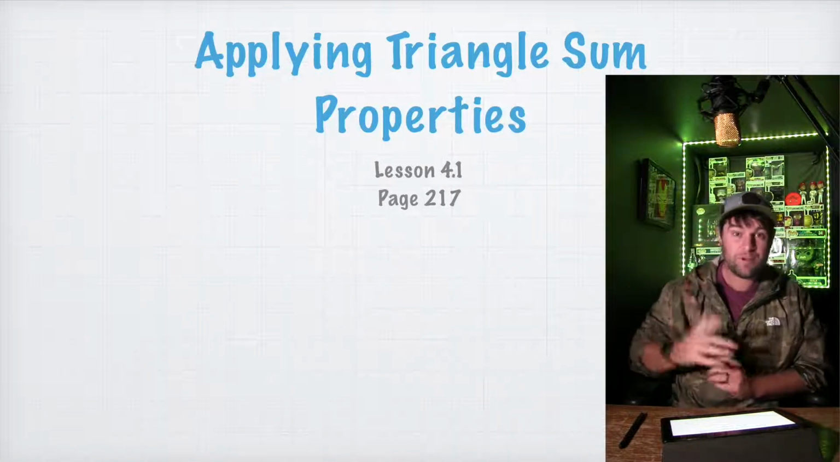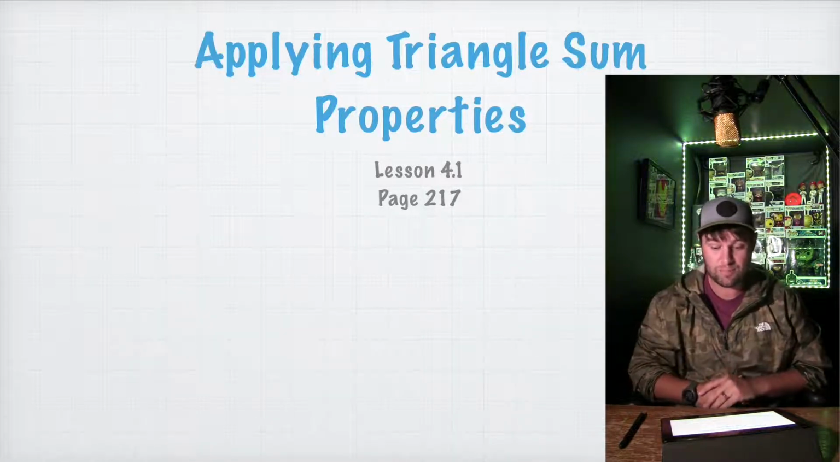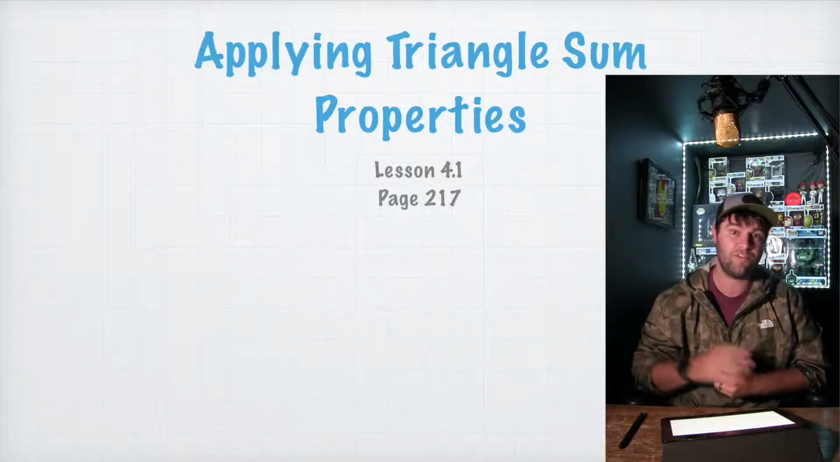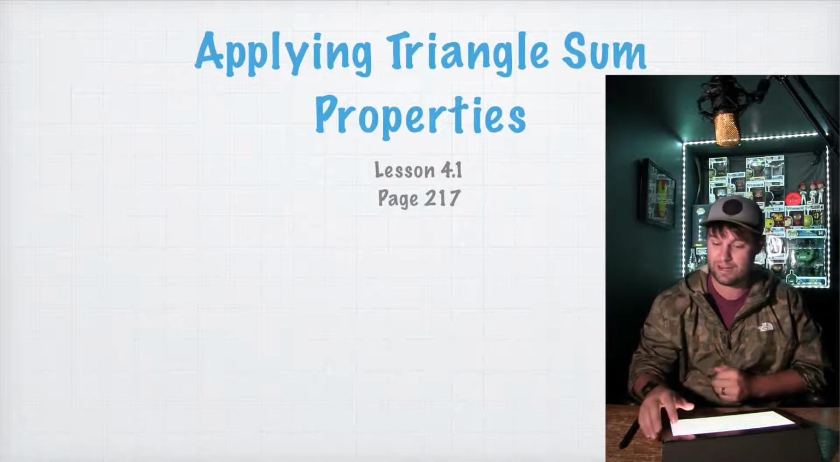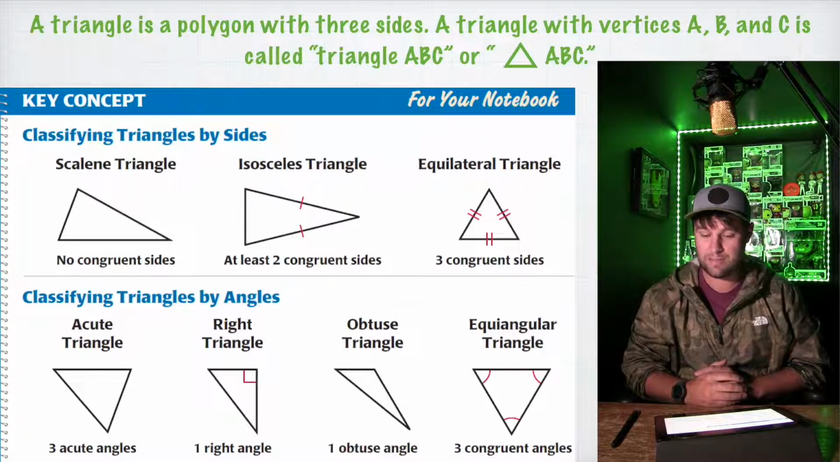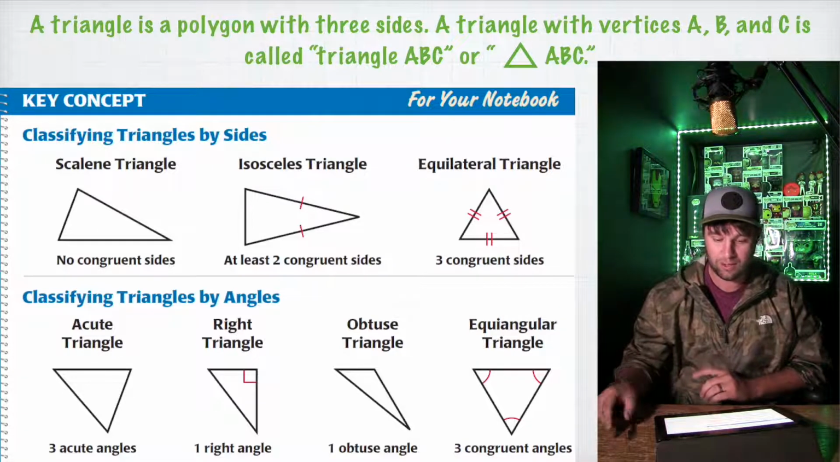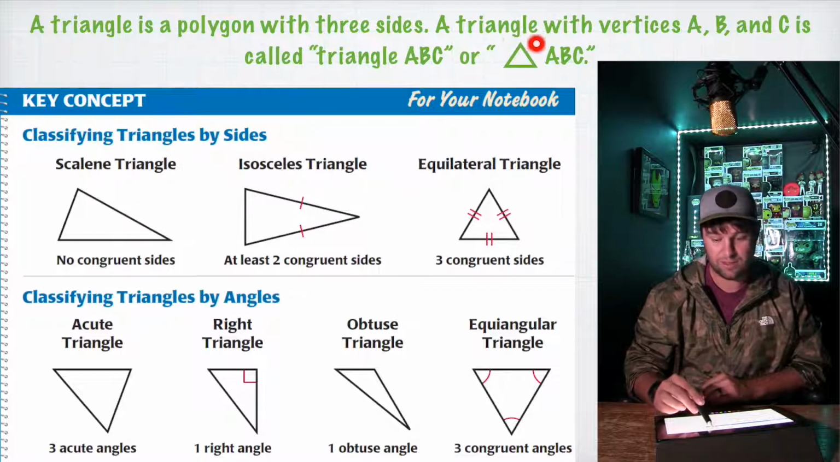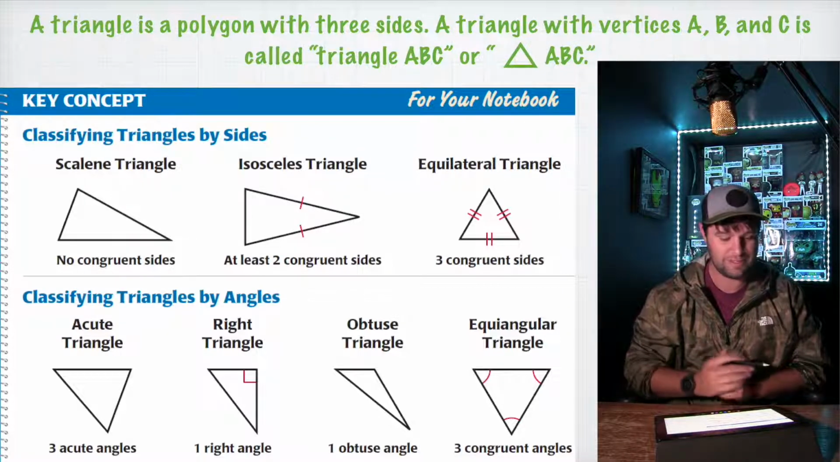Alright you guys, so today we're going to be learning how to apply the triangle sum properties. This is lesson 4.1, page 217 if you're following out of the book I teach out of. So let's go ahead and get going. A triangle is a polygon with three sides. A triangle with vertices A, B, C is called triangle ABC, or you could just draw a triangle ABC.